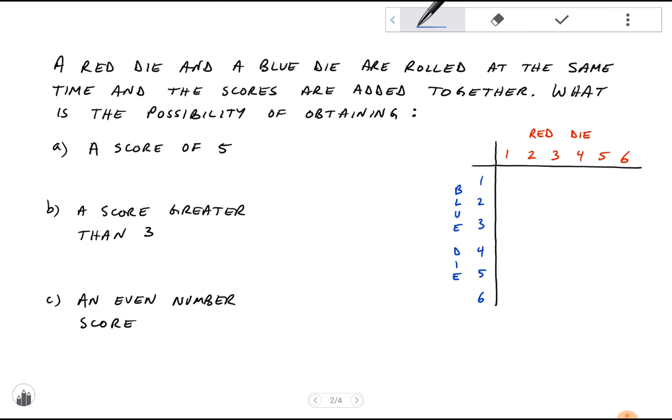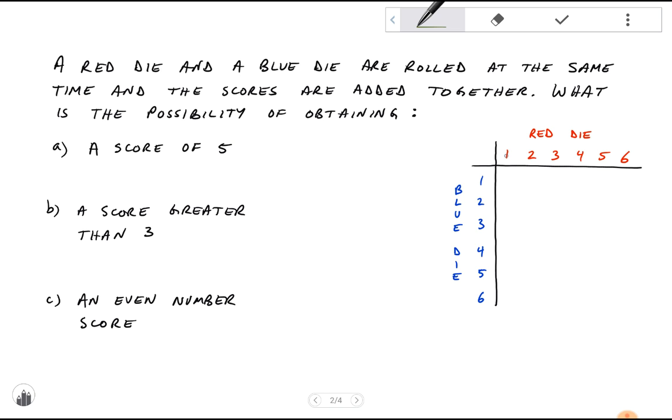A red die and a blue die are rolled at the same time, and the scores are added together. What is the probability of obtaining, and then we'll do these 3 different scenarios. So, first of all, I've already set up this little chart here. We roll a red die, and of course you could have 1, 2, 3, 4, 5, or 6. And then you roll a blue die, and you can have the same outcome. So we need to fill this in with what's happening. What's happening is we roll them, and then we add the scores together. It says so right here.